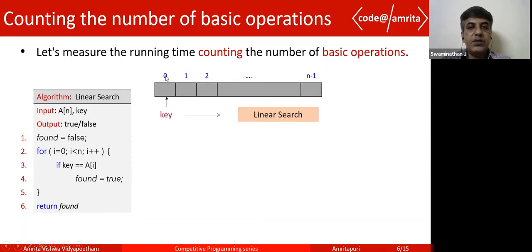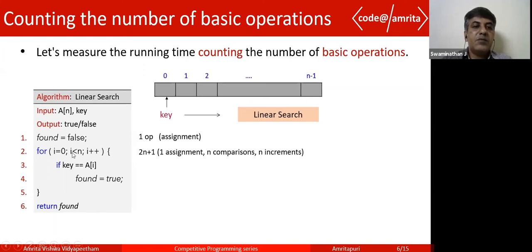And therefore, now we go through this search. Now let's count the number of basic operations. We said basic operations, right? So let's count the number of basic operations. Here we are doing one assignment. That means one basic operation that we are doing. OP represents operation, basic operation. So one assignment operation. Let's come to here.